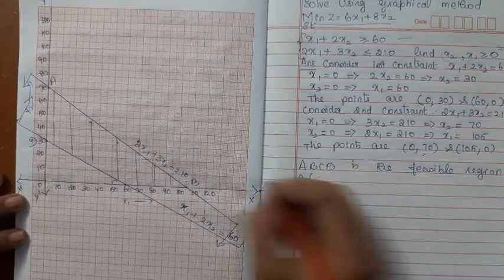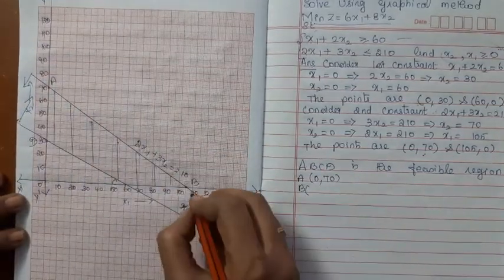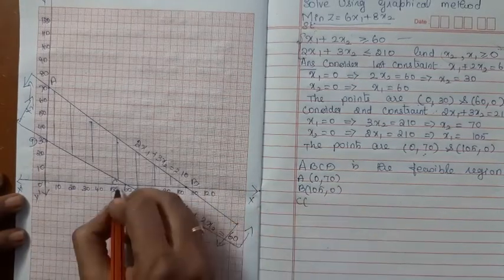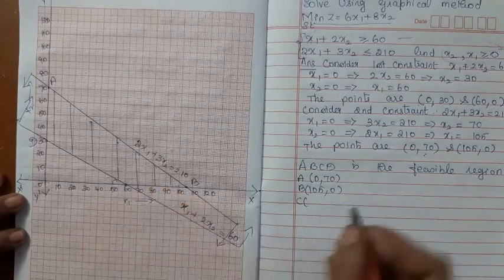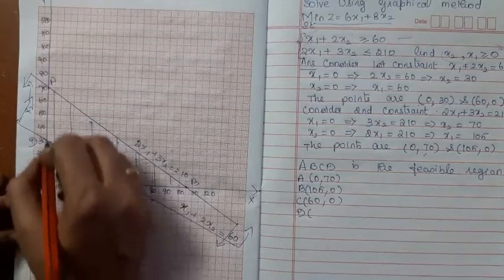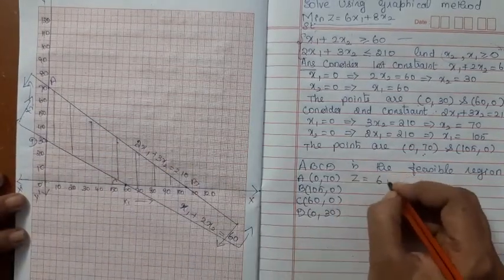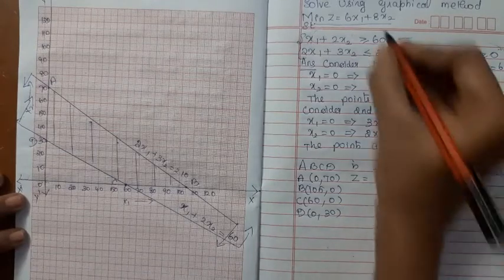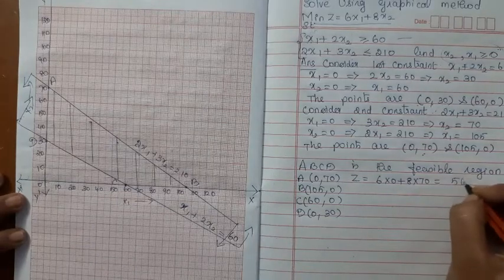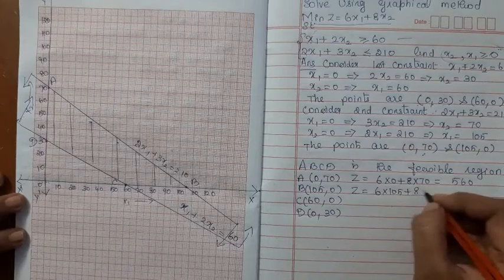What is A? A is 0, 70. Okay. What is B? B is 105, 0. And what is C? C is here, right? 60, 0. And what is D? 0, 30. At all these points, compute Z. See, 6x1 plus 8x2. At A, 6 into 0 plus 8 into 70, 560.